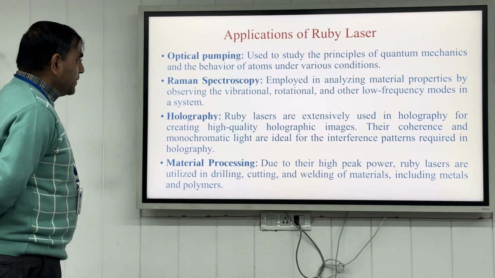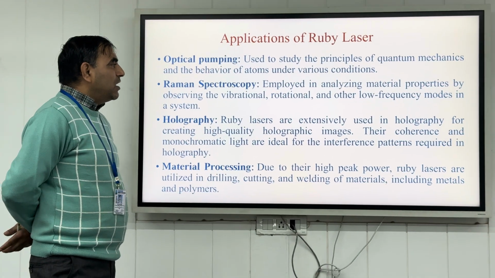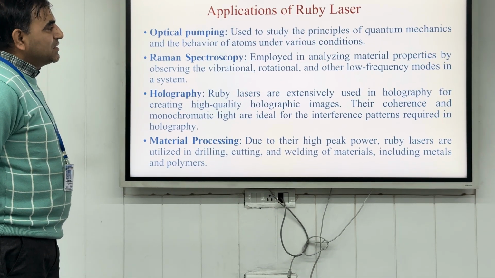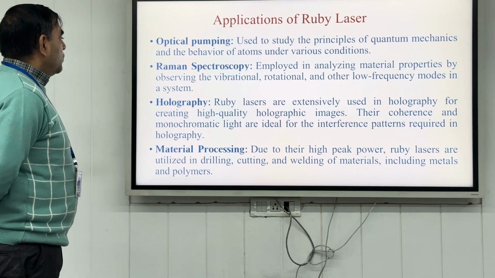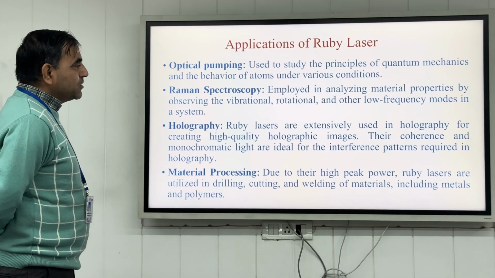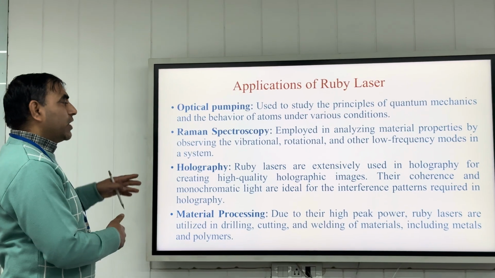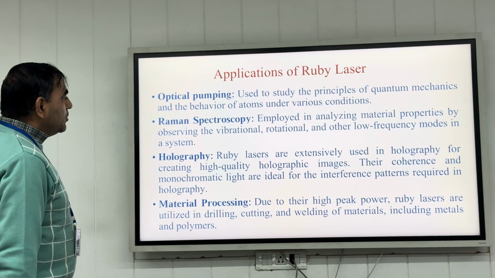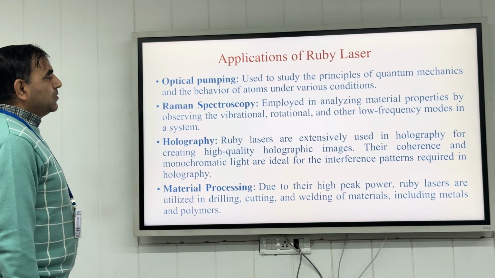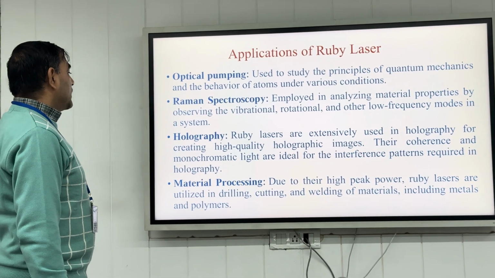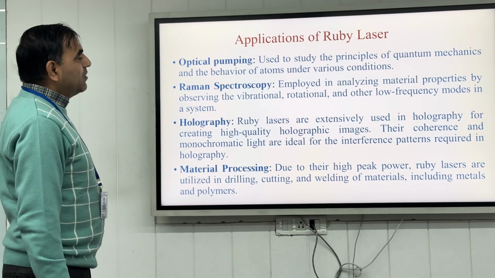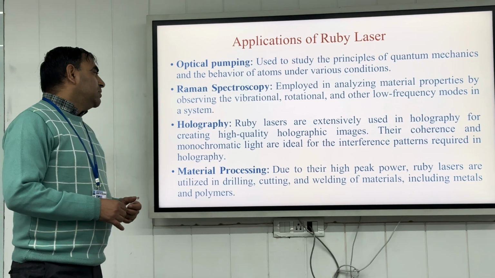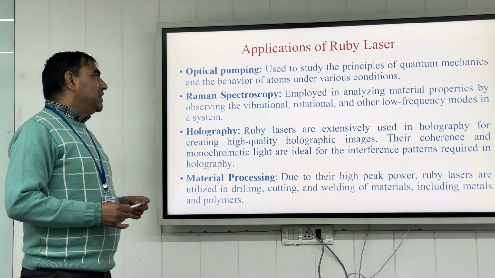Next, holography. The ruby laser is used for creating high quality holographic images, because of its coherent, monochromatic light and the interference pattern in holography. And the next one is material processing. Due to their high peak power, ruby lasers are also utilized in drilling, cutting and welding of materials including metals and polymers. So these are the applications of ruby lasers.